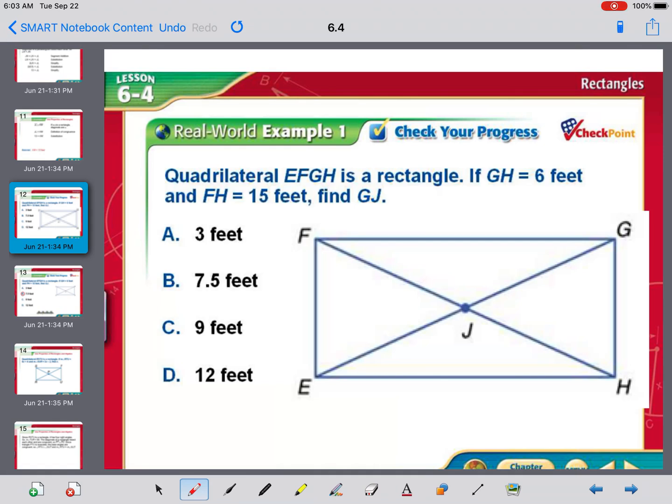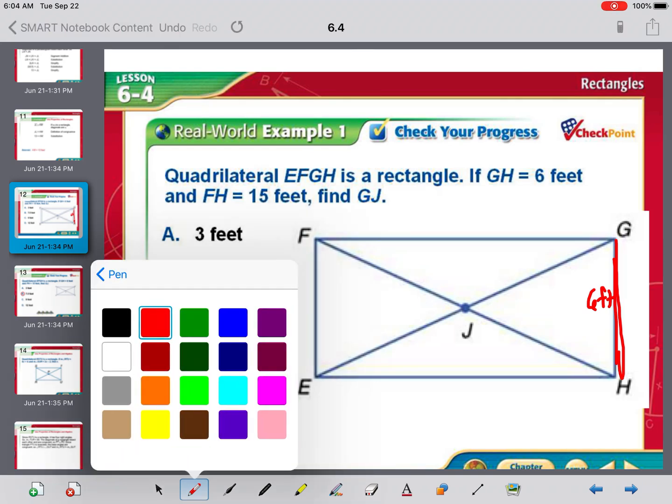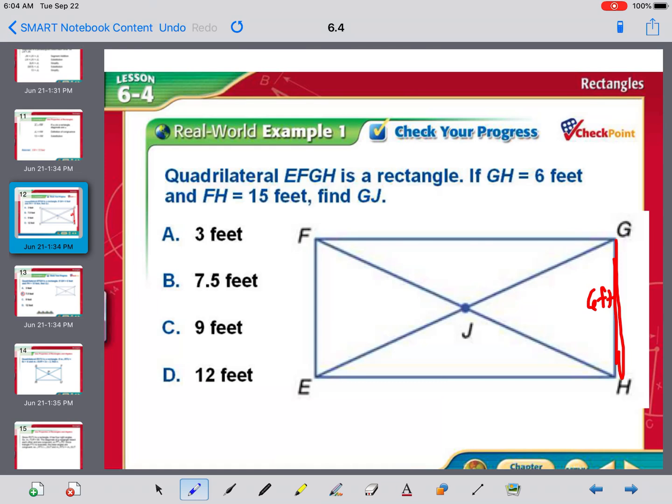Quadrilateral EFGH is a rectangle. If GH is 6, I can't draw this morning, and FH is 15 feet, find GJ.